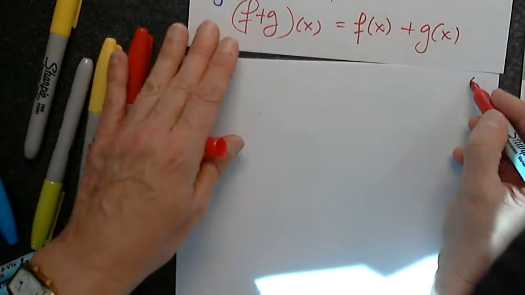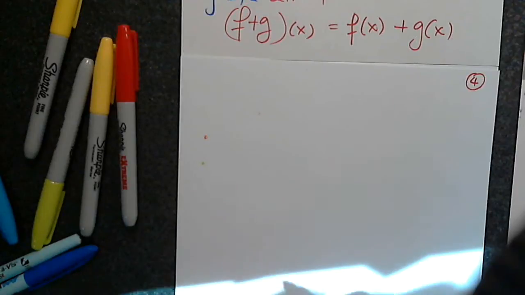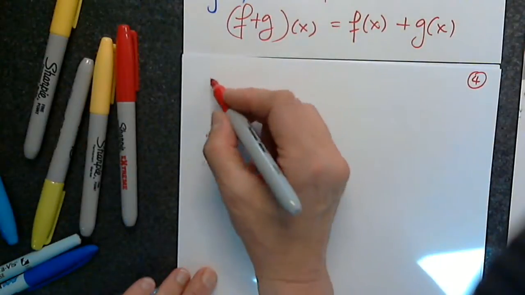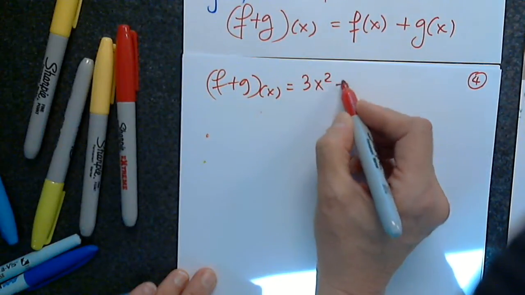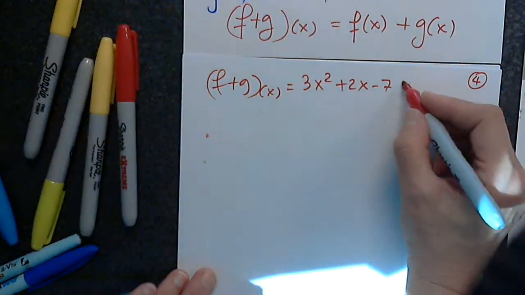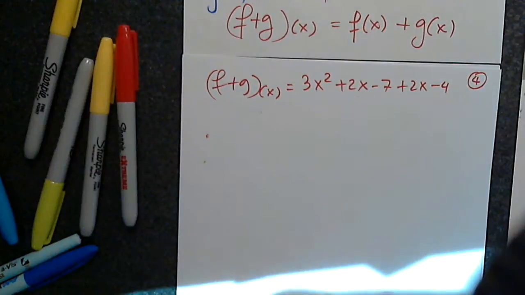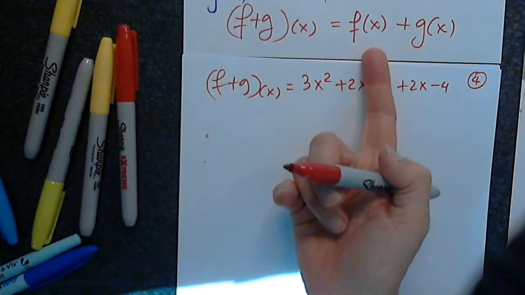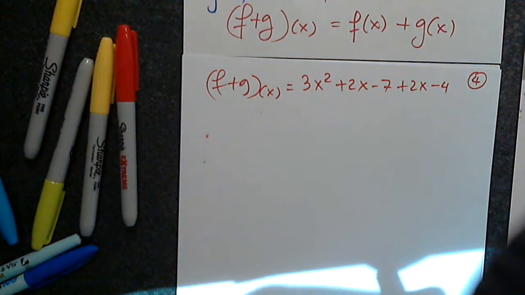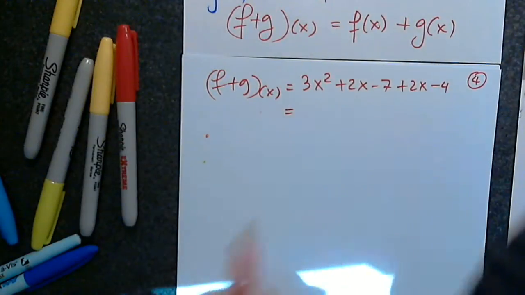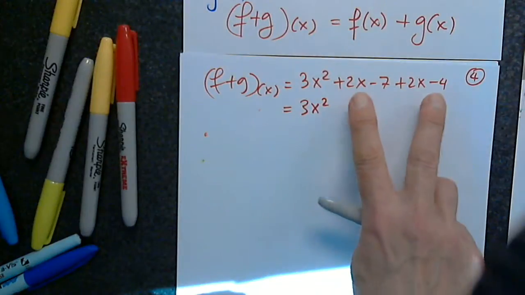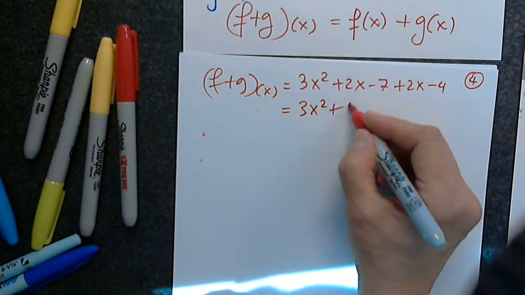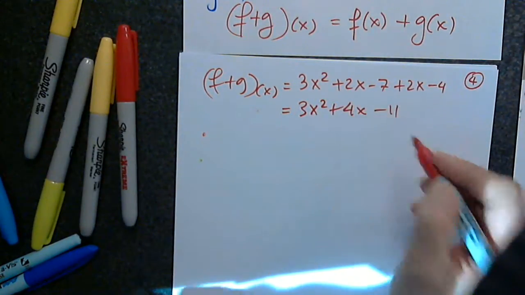And that's it. We created a new function by adding those two. So then f plus g of x is 3x squared plus 2x minus 7 and plus 2x minus 4. This piece is f of x. This piece is g of x. I'm sure you remember this from the previous class. So this is 3x squared. Now I add and combine like terms, plus 4x, and then I have minus 11.